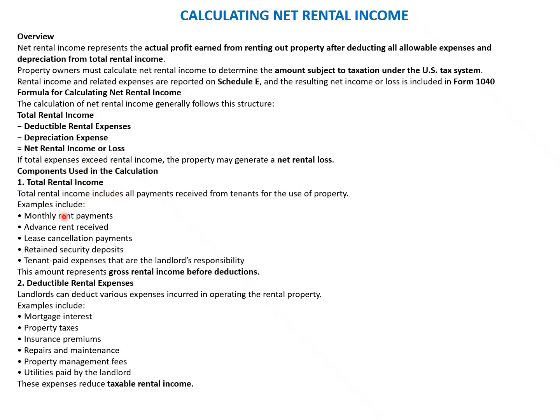So total rental income includes the monthly rental payment, advance rent received, lease cancellation payment, retained security deposit, and tenant-paid expenses that are the landlord's responsibility. Deductible expenses are mortgage interest, property taxes, insurance premium, repair and maintenance, property management fees, and utilities paid by the landlord. These expenses reduce the taxable rental income, and then we'll deduct the depreciation expense to calculate the final rental income. So move to the next slide and see the rest of this slide.